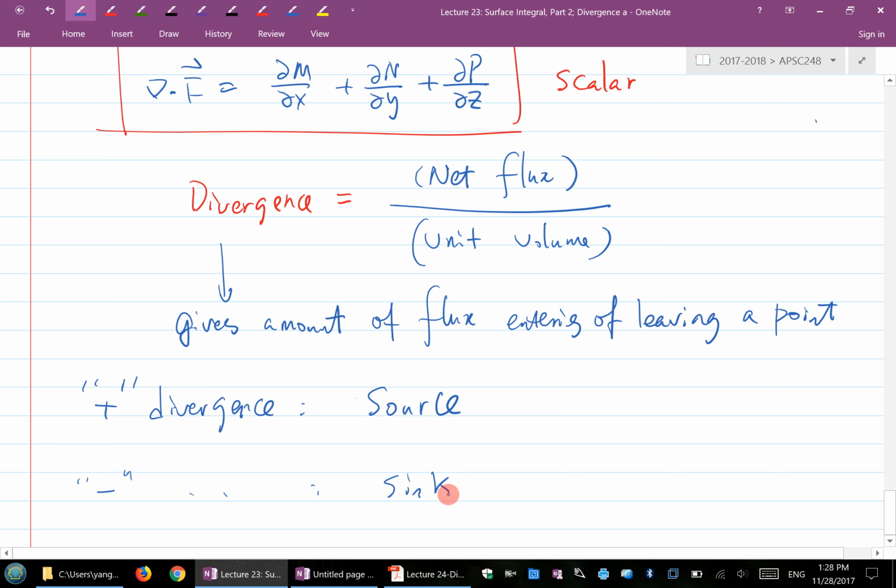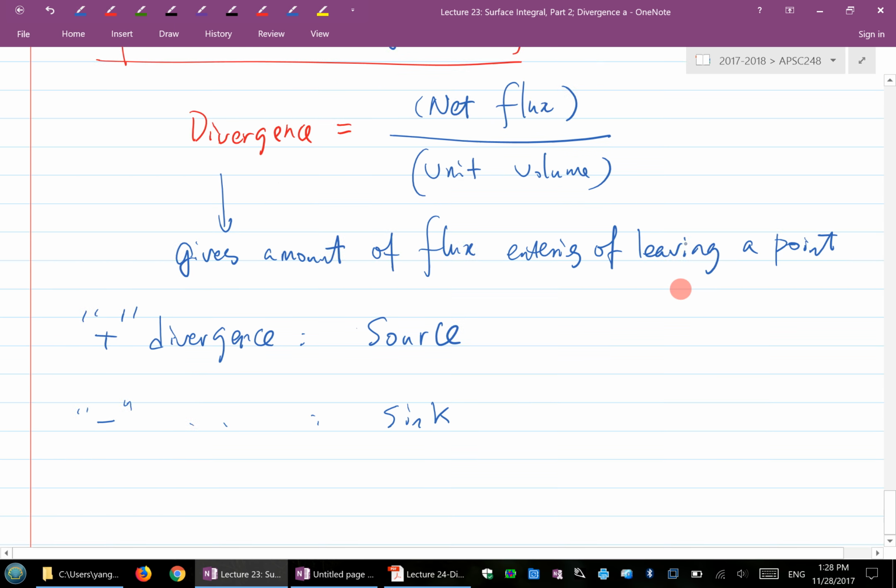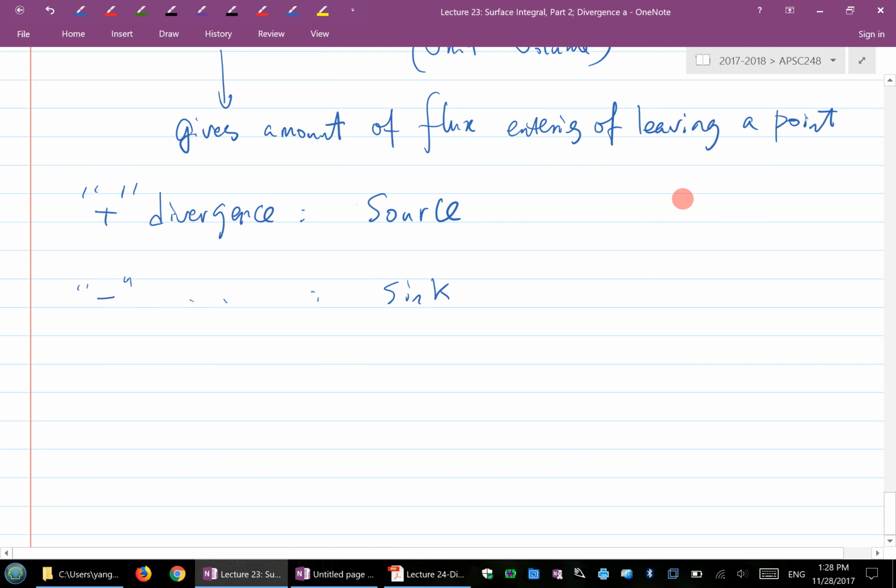So that divergence calculation gives you an idea. Here's a vector field. It gives you an idea at that single point: is the flux going into it or coming out of it? Is it a net source or is it a sink?